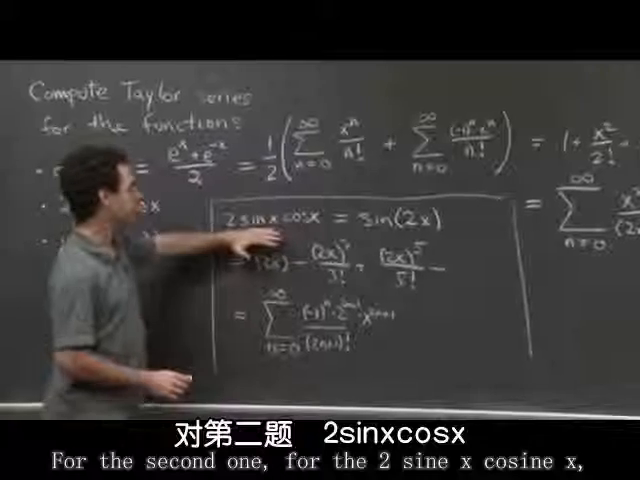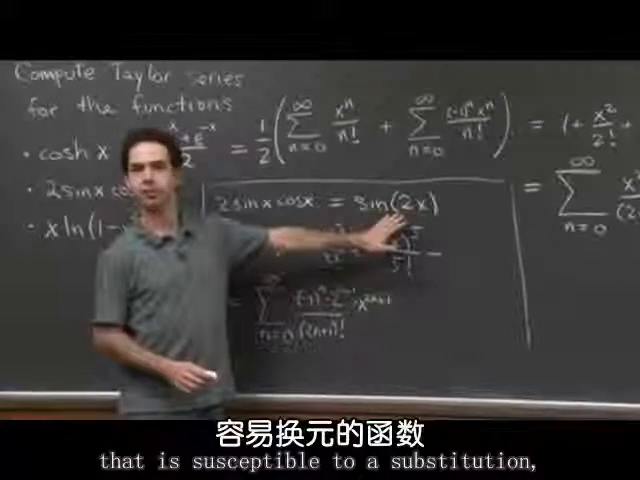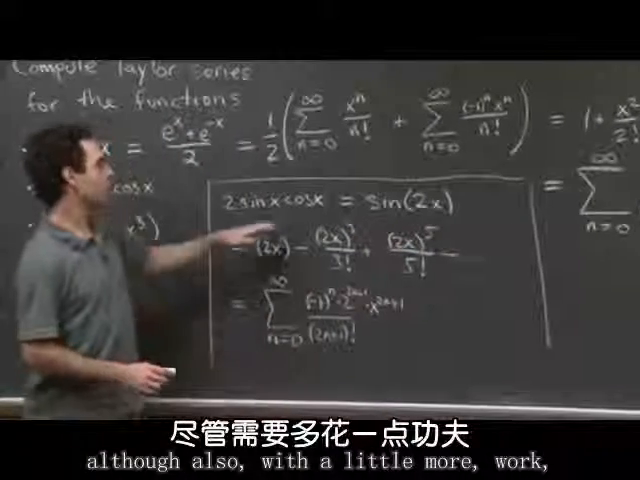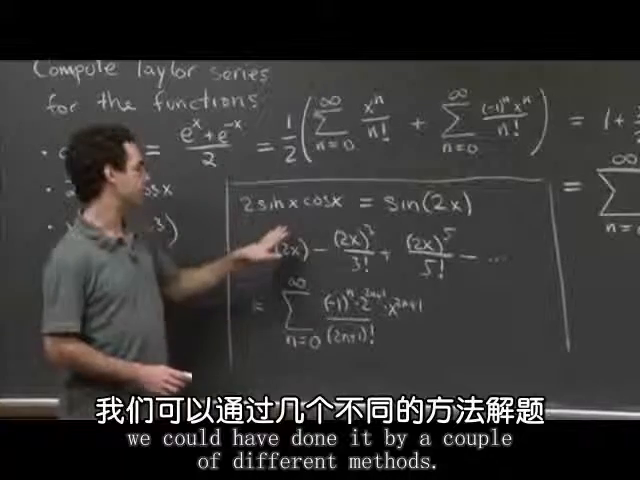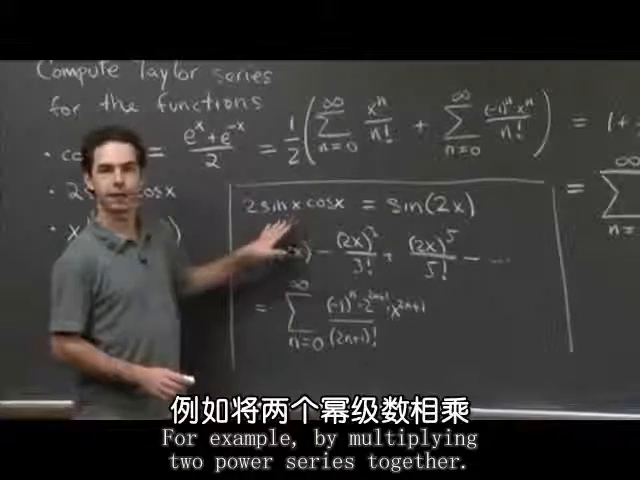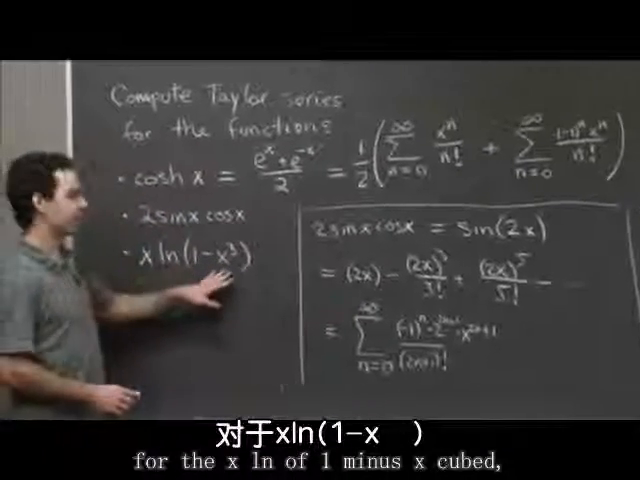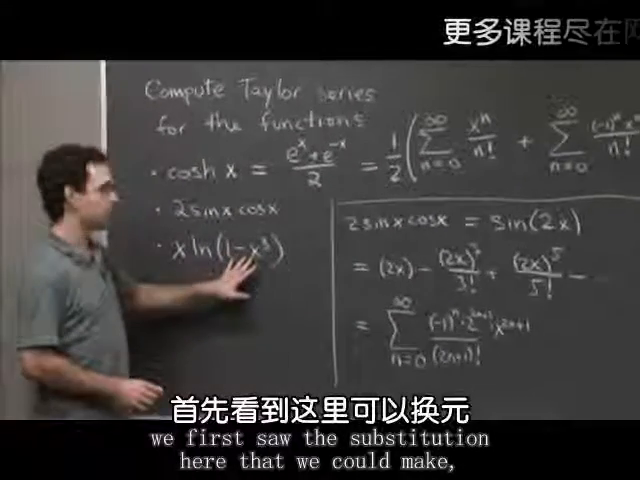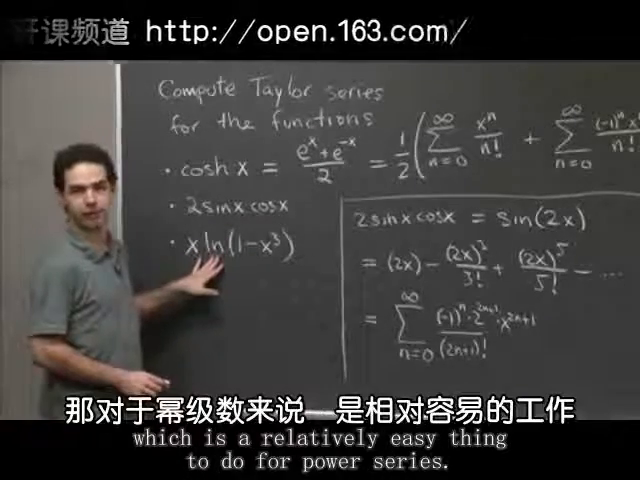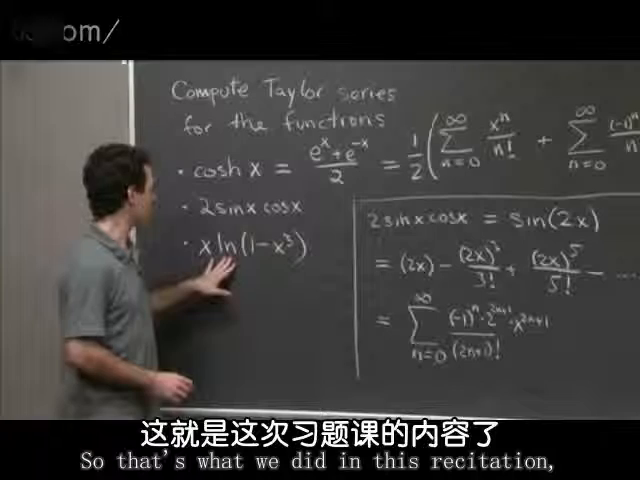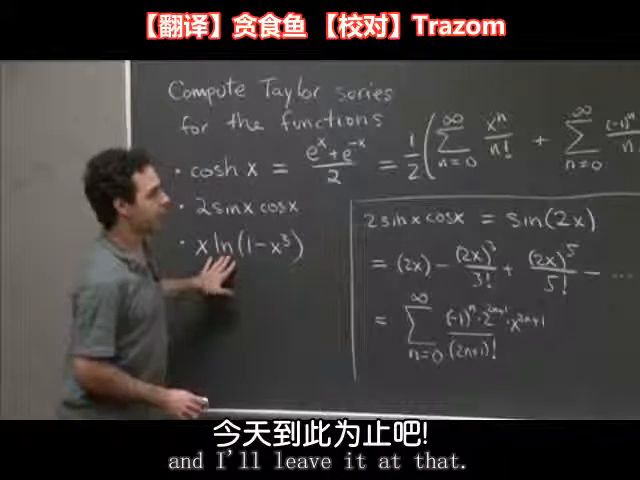For the second one, the 2 sine x cosine x, we recognized that as something that's susceptible to a substitution. Although also with a little more work, we could have done it by a couple of different methods, for example, by multiplying two power series together. And finally, for this third one, the x ln of 1 minus x cubed, we first saw the substitution that we could make, and then we just did a multiplication by a polynomial, which is a relatively easy thing to do for power series. So that's what we did in this recitation, and I'll leave it at that.